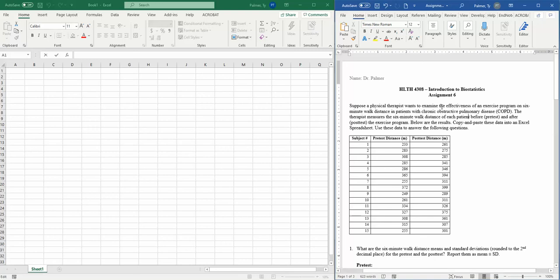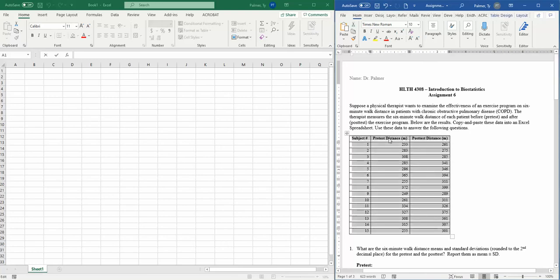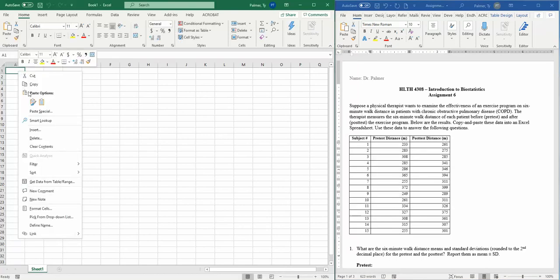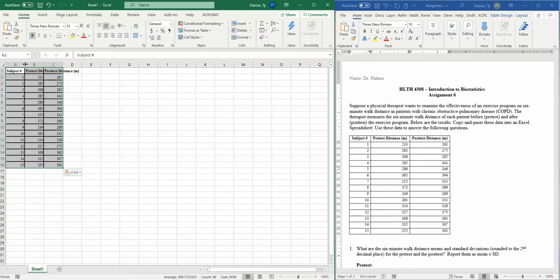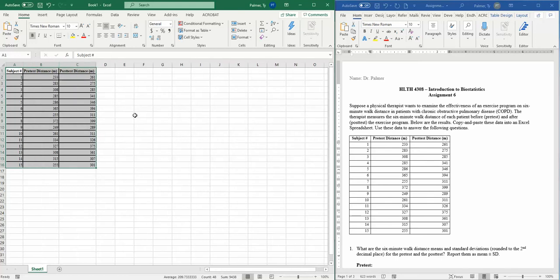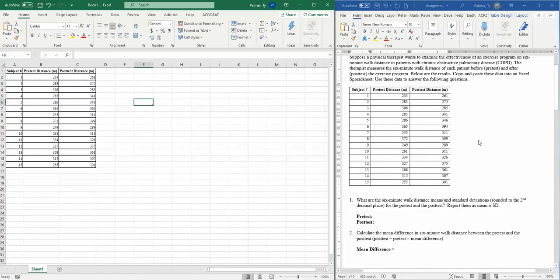Okay, it says up here what we need to do first is copy and paste these data from the Word document into our Excel spreadsheet. So let's go ahead and do that. Let's copy and then paste. And we can expand the size of the columns, that way we see the labels and the values in their entirety. Okay, now that we've copied and pasted the data into the Excel spreadsheet, we're ready to go. Let's go to question 1.